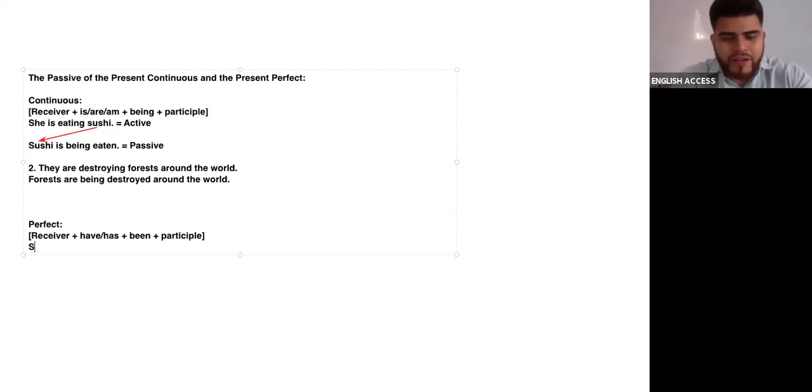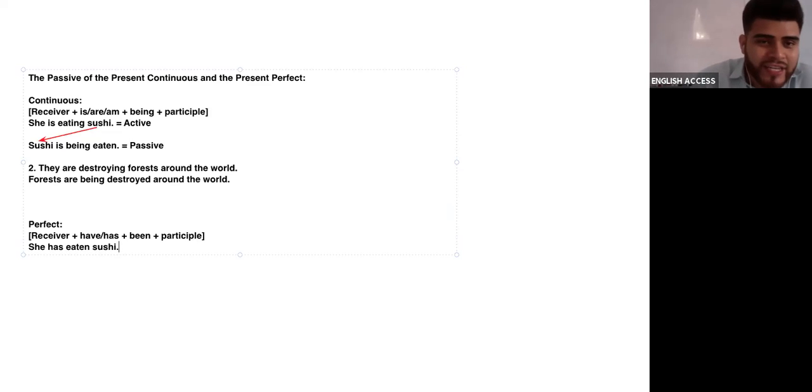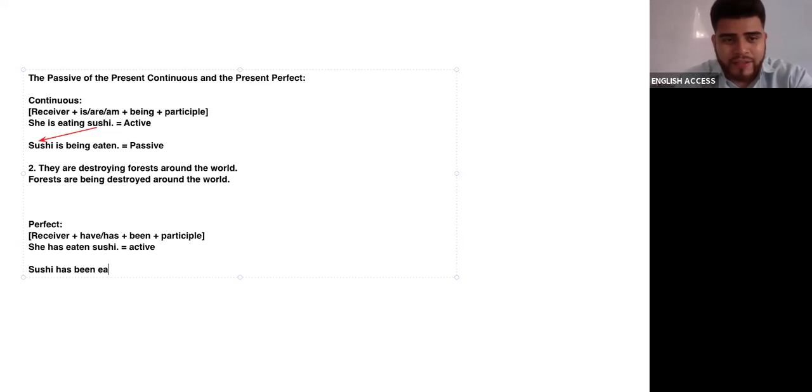So, that is the structure. Look at this. She has eaten sushi. Not Jackie because she doesn't like sushi. But she has eaten sushi. In the passive voice, this will be sushi has been eaten. Right? This is the passive voice.